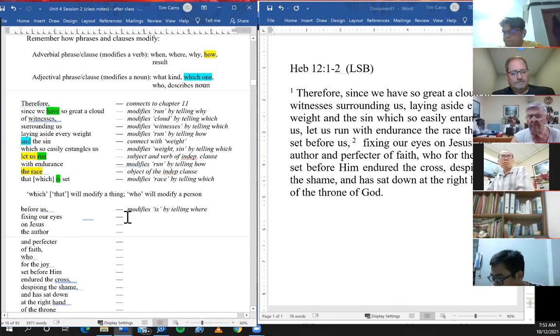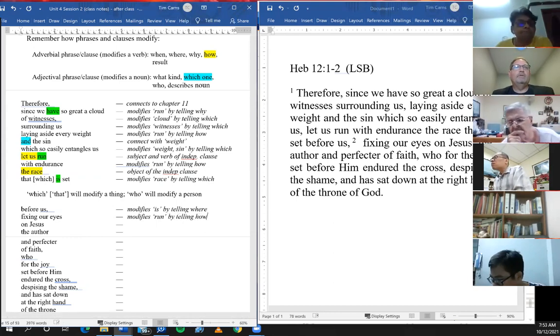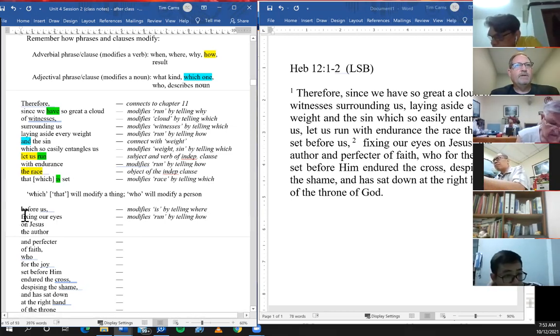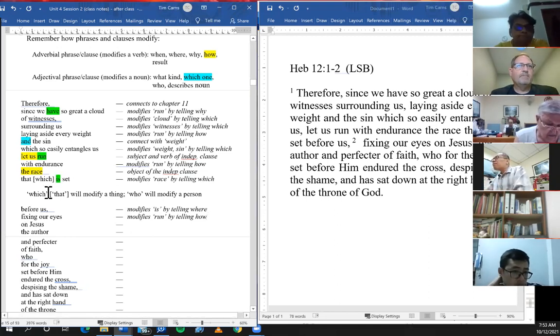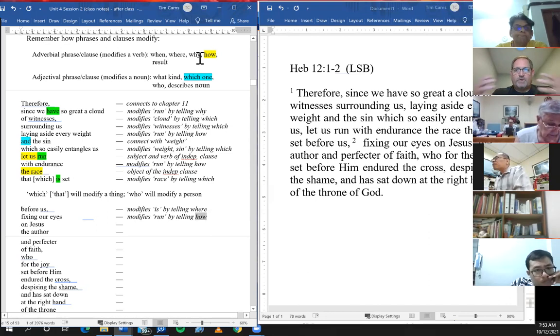Fixing our eyes. This modifies the how we run. Yes, good. Modifies saying how. It's answering the question how. How do we run? Fixing our eyes. Now notice this case, it's answering the question how, which is going to tell us, okay, it modifies a verb. It's describing how an action happens. So we go back and look at what verbs do I have? Is, run, and have. So in this case, it makes more sense to go with run, telling us how we run, not is.